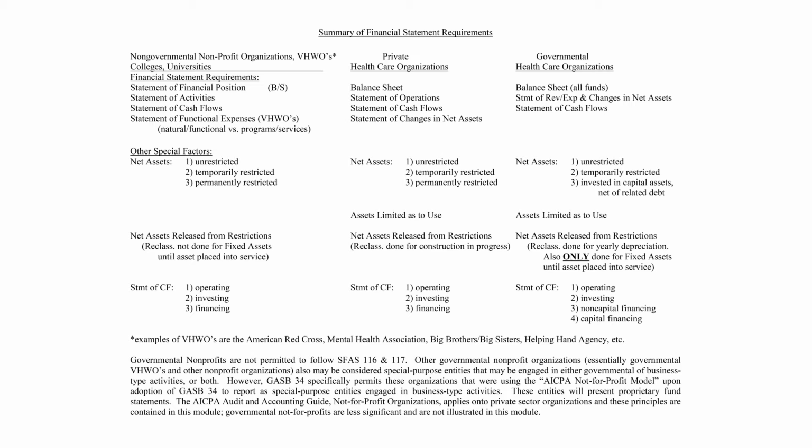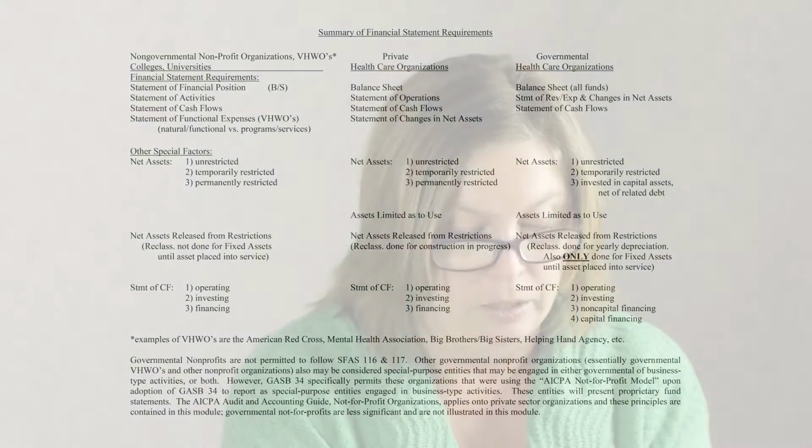The one thing that we do have for tonight's session is this one report called the Statement of Functional Expenses. It's only done by voluntary health and welfare organizations and is the only additional required statement that you won't see for any other type of entity. So that's something a little bit different that we'll talk about in a little bit.